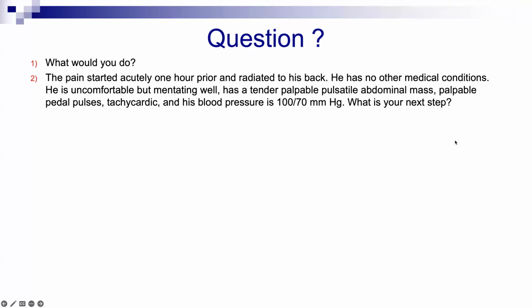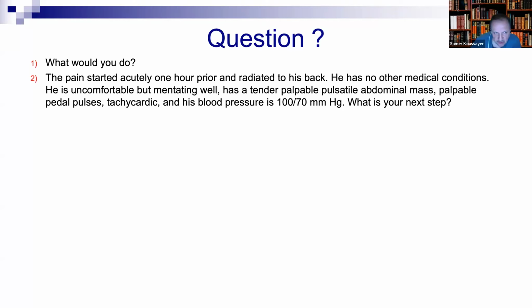Okay, it looks partially stable. I'll proceed to investigate him. After insertion of two big cannulae and preparing blood cross-matching, proceed for CT angio. That's good, because he's stable, correct? That's the reason why you go with that.